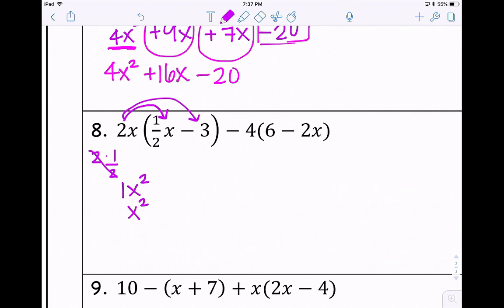2x times negative 3 is minus 6x. All right, we stop distributing because our parentheses ends, but then we immediately pick up distributing the negative 4. So negative 4 times 6 is minus 24. Negative 4 times negative 2x is plus 8x.